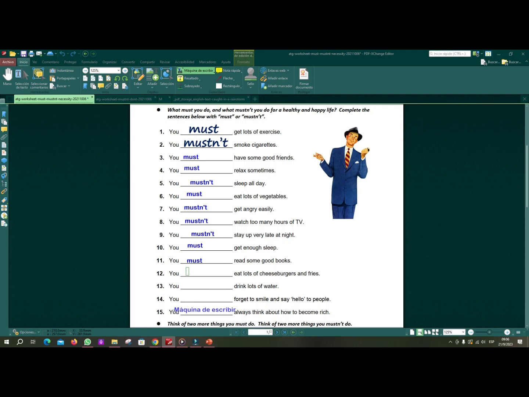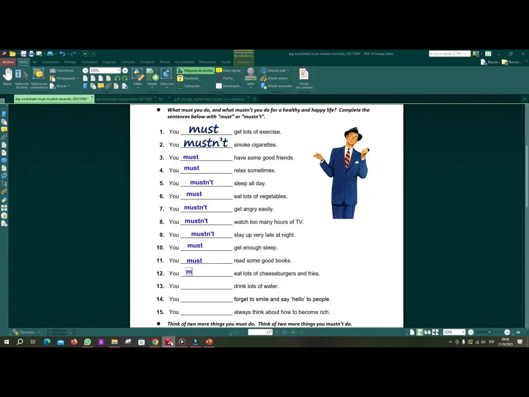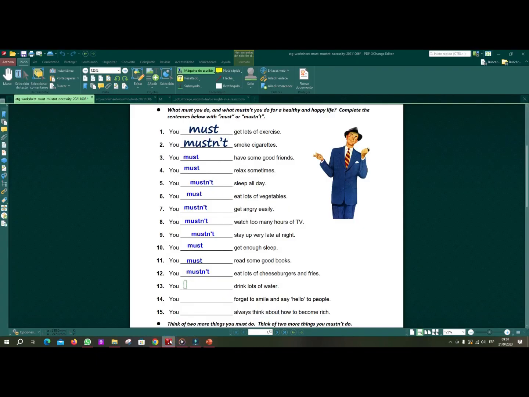12. You eat lots of cheeseburgers and fries. Fast food like pizza, burgers, tacos. What do you think about that one? Must or mustn't? Mustn't, right? That wouldn't be a good habit, right? Mustn't eat lots of cheeseburgers and fries. That is not healthy. 13. You drink lots of water. What do you think about that one? Must. Nice. You must do that, right?